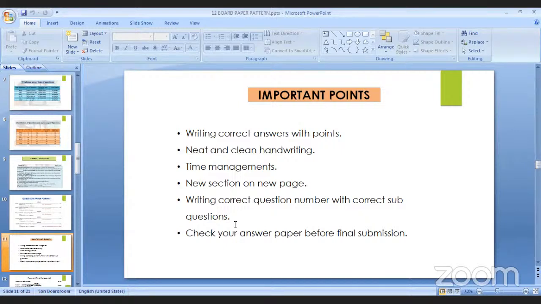Don't give your own labeling. If it is given in Roman number 1, 2, 3, you have to use Roman number 1, 2, 3. You cannot use alphabet A, B, C, D. What question number is there on the paper, that should be on your answer paper.